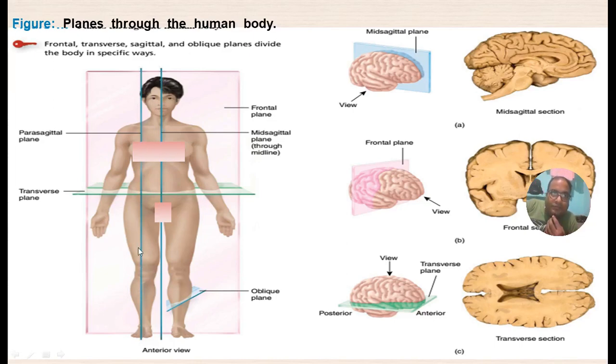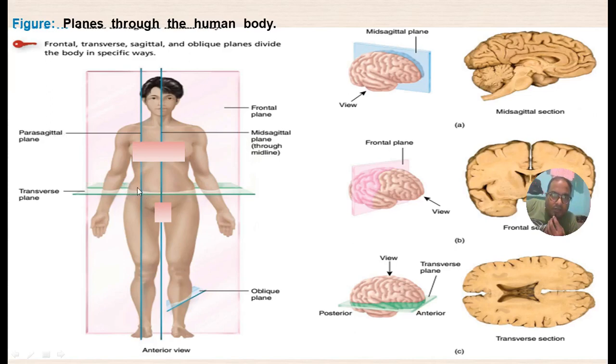And the transverse plane: if a line passes through the midline and divides the body into upper and lower, superior and inferior, into equal halves, it is called a transverse section. Equal or unequal you can say, but it divides the body, and there is a 90-degree angle between the transverse section and the mid section. And also the parasagittal plane has a 90-degree angle.